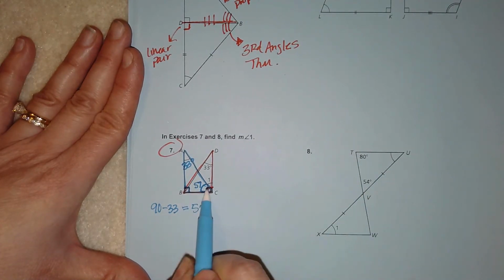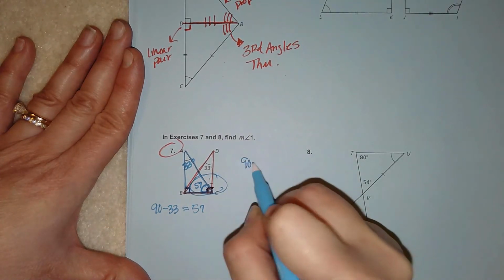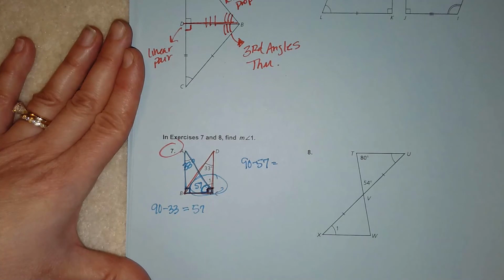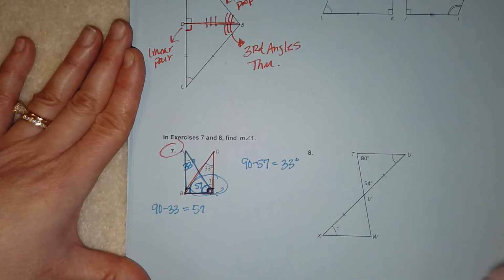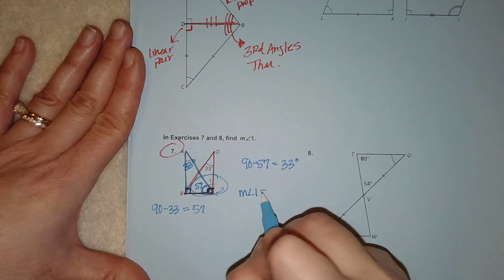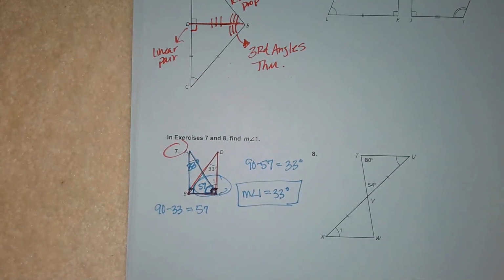Well, we already know this has to be a right angle. So these two angles together have to equal a right angle. So I'm going to subtract 57 from 90 and get 33. Back to where I started. Measure of angle 1 equals 33. Notice I used the M here, and that's because I had an equal sign. So I'm going to use the measure sign.